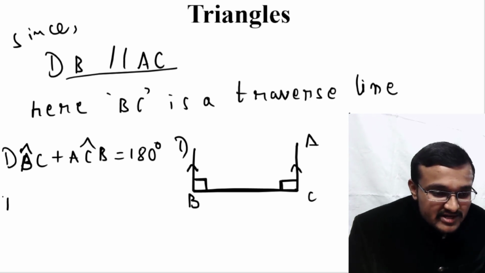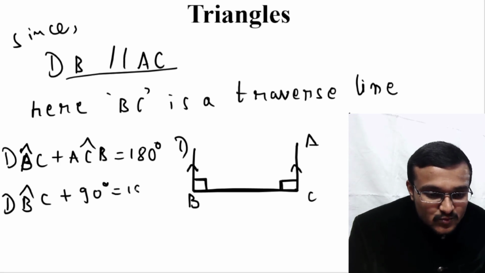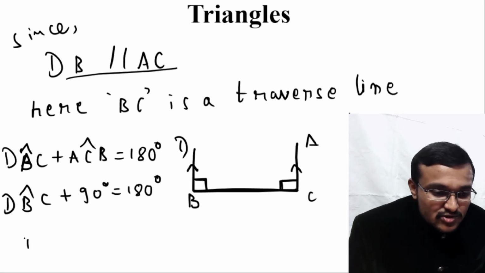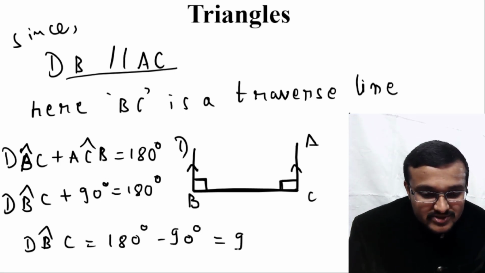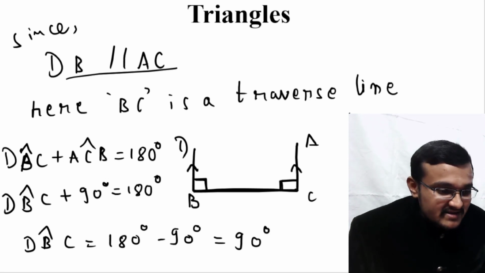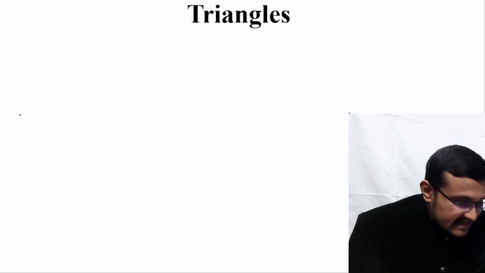Here ACB we already know is equal to 90 degrees. So DBC plus 90 degrees is equal to 180 degrees. 90 degrees you can bring to the RHS. So DBC will be equal to 180 degrees minus 90 degrees, so DBC is equal to 90 degrees. So this is the second question.